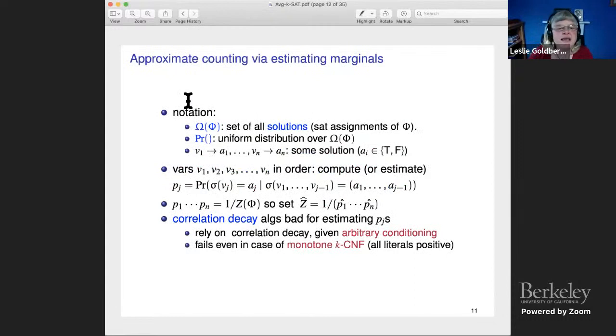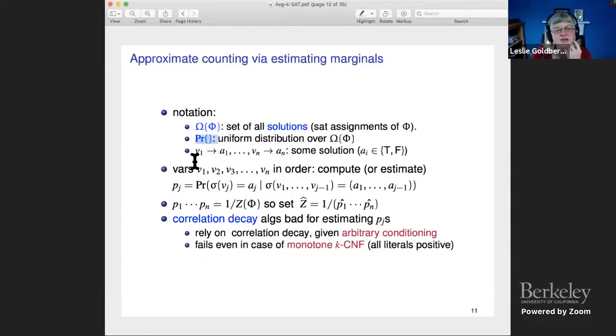Okay, so what I want to do now is give you some notation and come back to estimating via the marginals, because that's what Moiter did and what we're going to do. I'm just going to use omega phi to be the set of all satisfying assignments. If I don't say, I'm always talking about the uniform distribution over that. And this will be familiar to a lot of you.